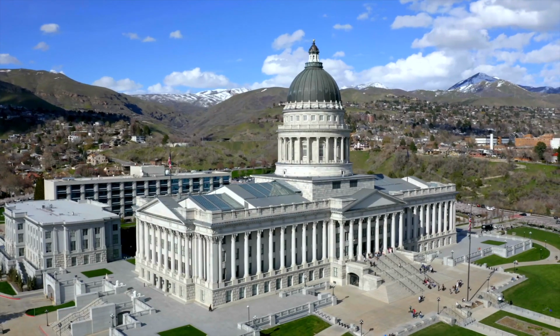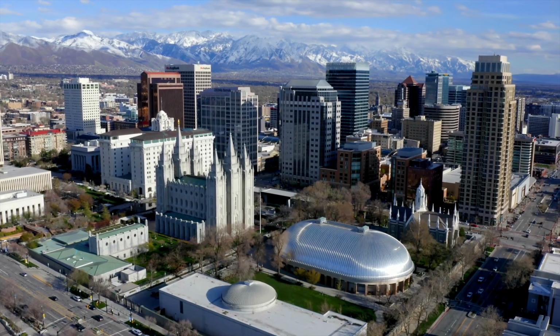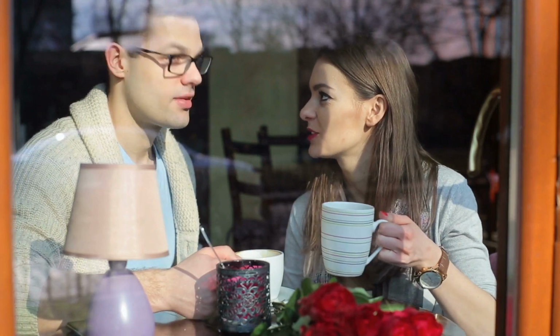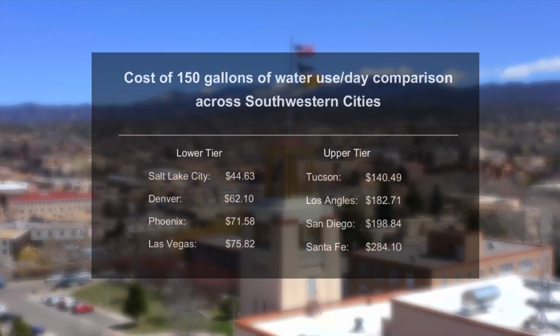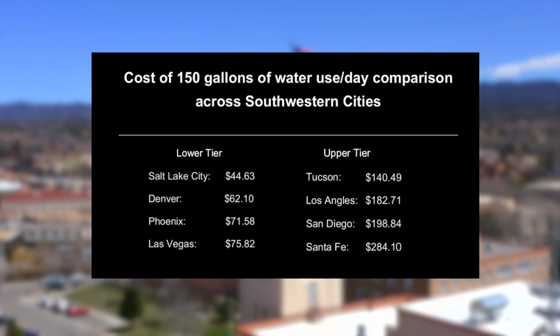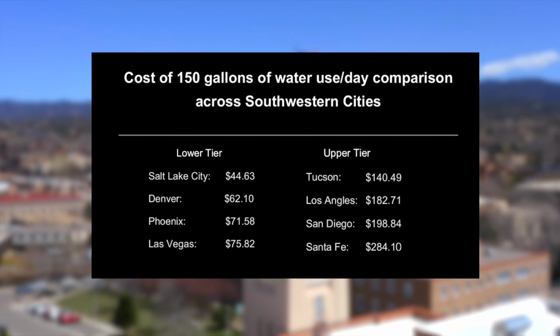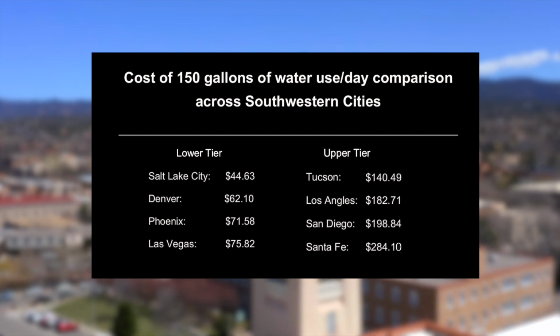Our next weird economics observation is that prices of water to urban consumers can vary by almost 7 to 1 across the basin. Salt Lake City residents in Utah as a whole have the lowest costs for 150 gallons of water per day, about $45 per household per month, as compared to 180 to 200 in Los Angeles and San Diego, and almost 300 in Santa Fe, New Mexico. And if you look at the table, I've put them in 2 tiers, the one I call below 75 and the other the above 140 tier, with Tucson, Los Angeles, San Diego, and Santa Fe in the upper, and Salt Lake, Denver, Phoenix, and Las Vegas in the lower.